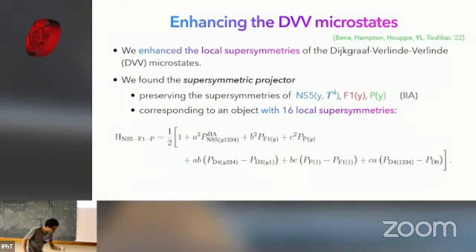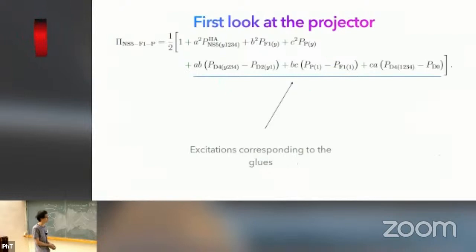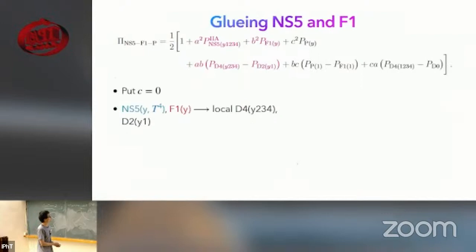So let's have a look at this projector. First, we have on the first line the excitations defining the global supersymmetries. On the second line, we have the excitations corresponding to the glue. Because we have a lot of ingredients, let's first put c equals 0. At c equals 0, what you have on the right is equal to 0, and you only have the ingredients on the left. So here, it means that you can bind an NS5 with an F1 by adding some local ingredients of D4 and D2.